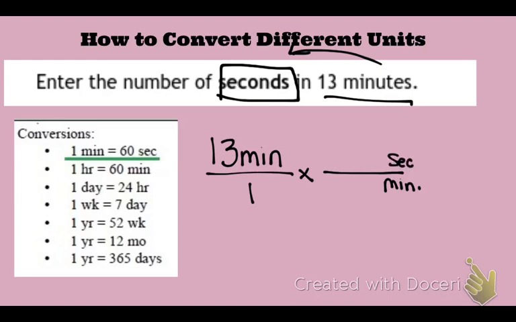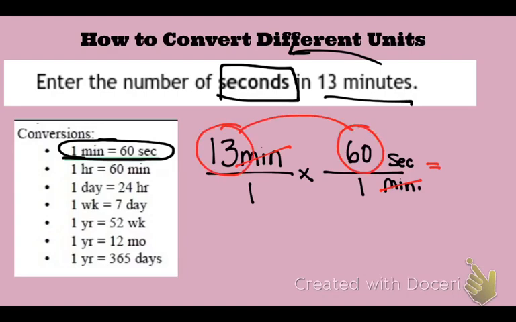Now we look at minutes and seconds. It has the green line underneath it right here. There are 60 seconds in 1 minute. Now that we have the problem set up, we can go ahead and simplify. Minutes are going to cancel. And we are going to multiply our two numerators here. 13 times 60.